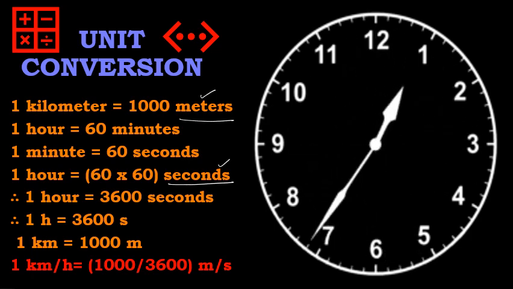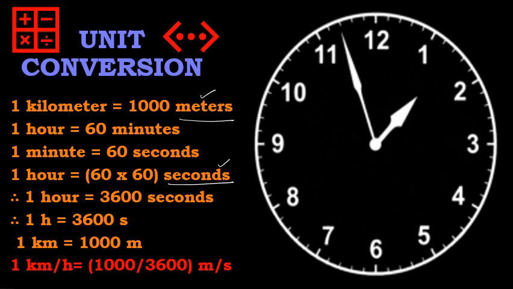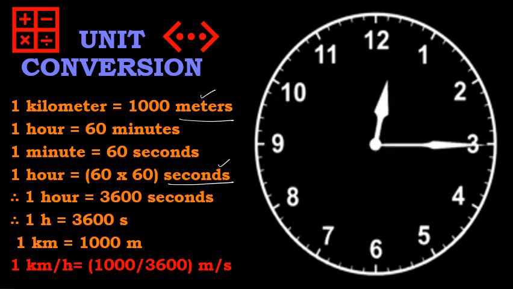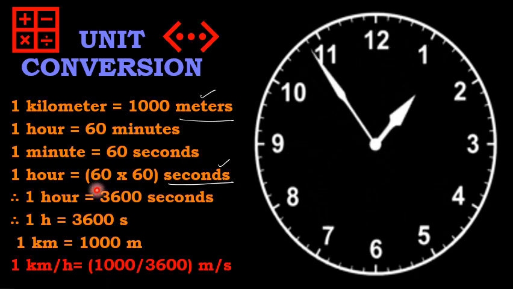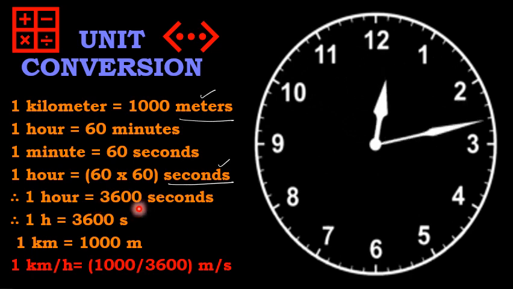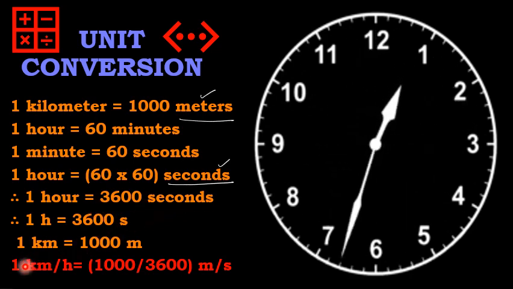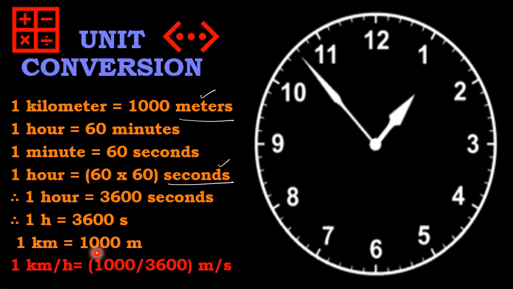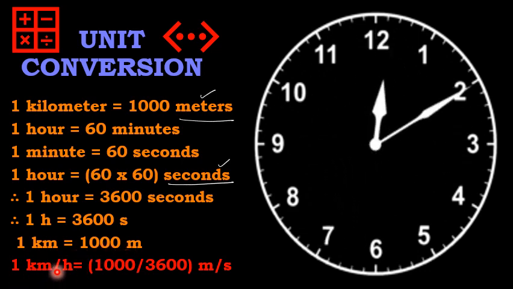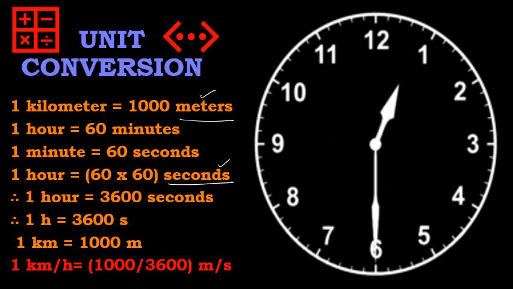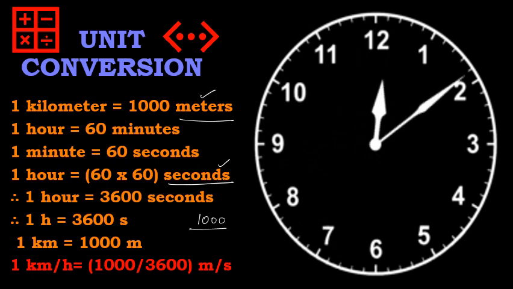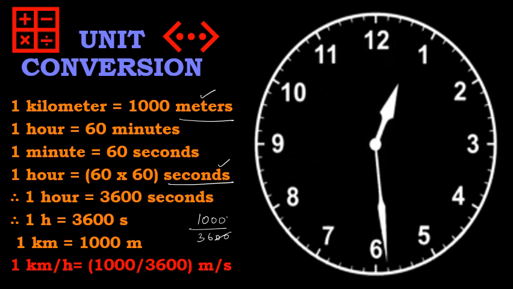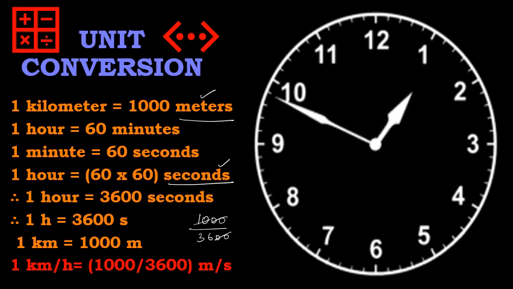1 kilometer is 1000 meters, and 1 hour is 60 minutes, whereas 1 minute is 60 seconds. So 1 hour in terms of seconds is 60 into 60, which is 3600 seconds. And we already know 1 kilometer is 1000 meters. So 1 kilometer per hour will be 1000 divided by 3600. When you simplify 1000 by 3600, you cancel the two zeros, and you get 2 5s are 10, 2 18s are 36.